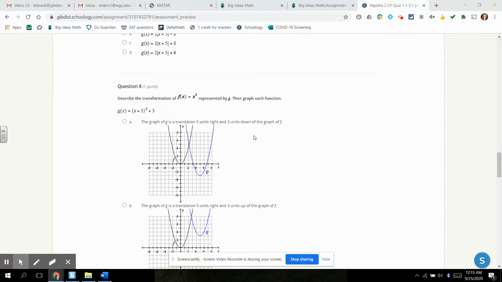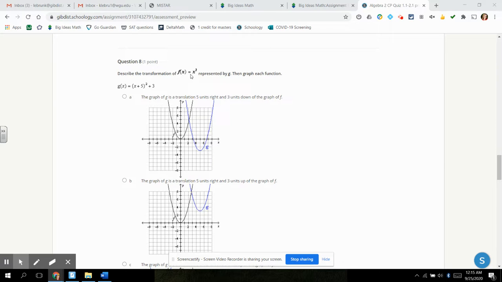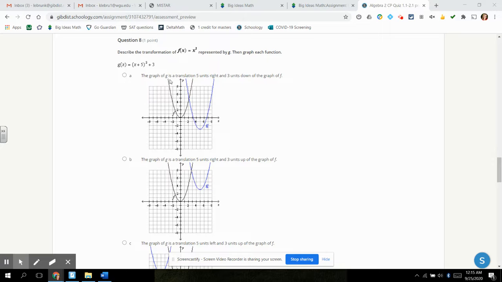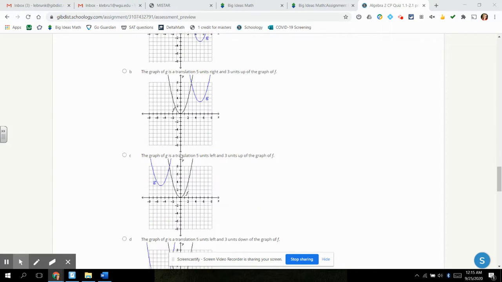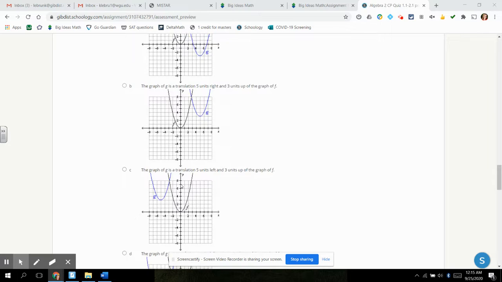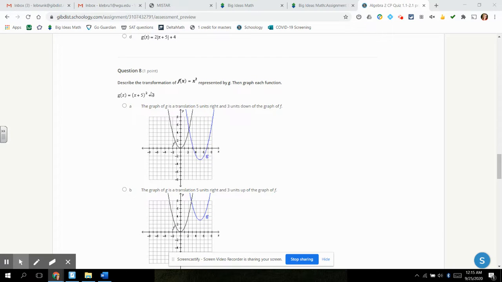Number 8, they give you an x squared. So each of these, the black is your parent function, black's the parent, black's the parent. So the parent's the same on all of them. And they're asking you to graph this.